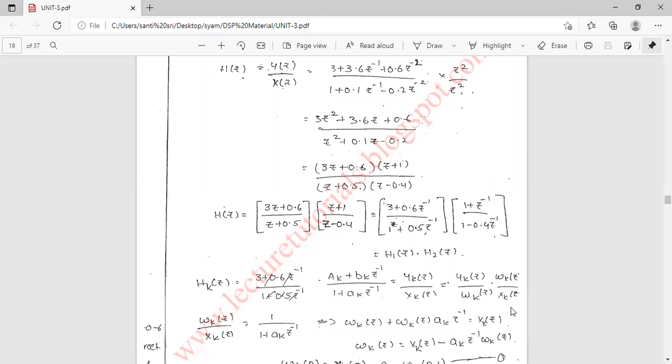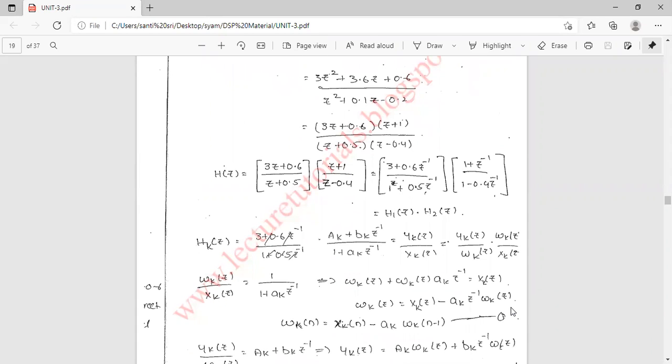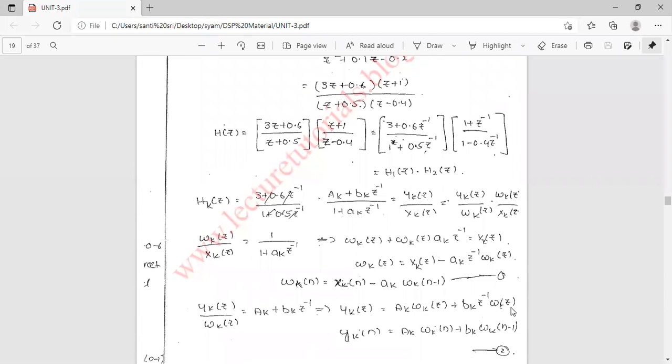What is wk of z by xk of z? It is nothing but 1 by 1 plus ak into z power minus 1. So wk of z plus wk of z into ak into z power minus 1 is xk of z. So wk of z is equal to xk of z minus ak into z power minus 1 into wk of z. So now wk of n is xk of n minus ak into wk of n minus 1. That will be taken as equation number 1.